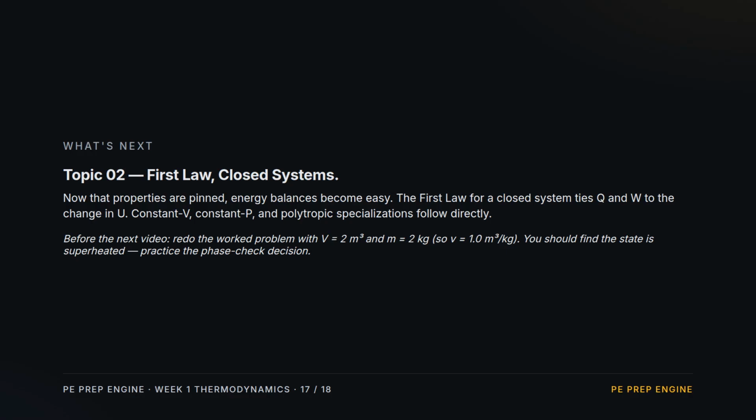Next up, topic 2, the first law for closed systems. Now that you can pin a state, energy balances become easy. We'll tie heat and work to the change in internal energy, and specialize for constant volume, constant pressure, and polytropic processes. Before that video, redo today's problem with V equal to 2 cubic meters. You'll find v equals 1, bigger than vg, so superheated.